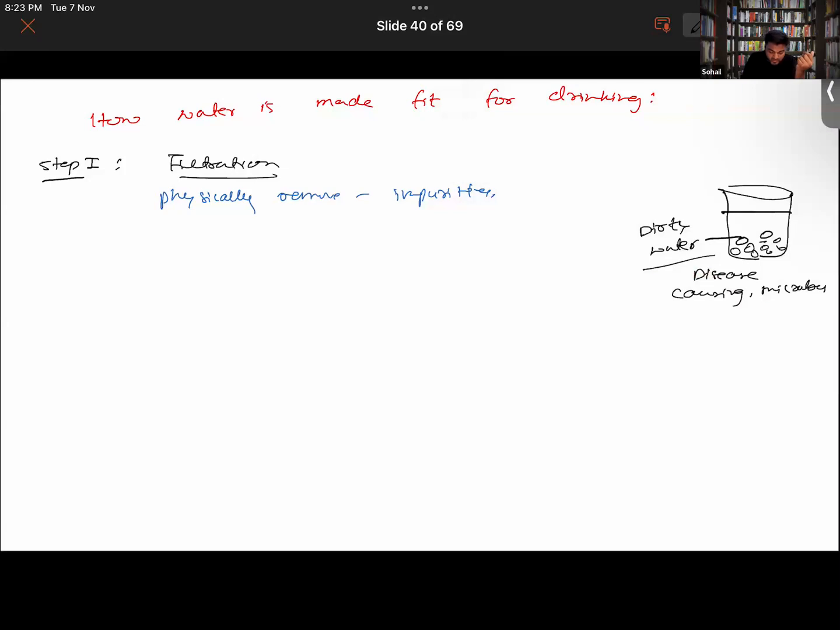So after you have filtered, you will boil it in order to kill the harmful bacteria, the harmful germs present in the water. So boiling will basically kill the germs present in the water. You see that many people boil the water before they drink it, right? If they don't have a water purifier at home, they will basically boil the water before they drink it, right? Okay.